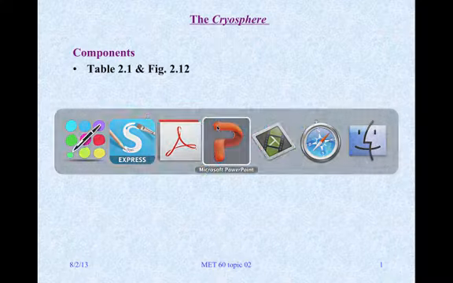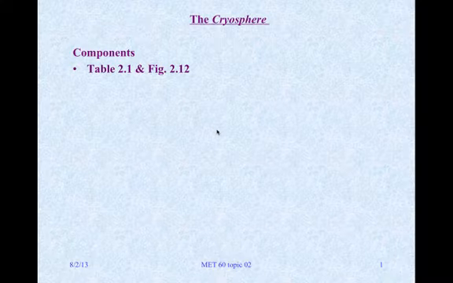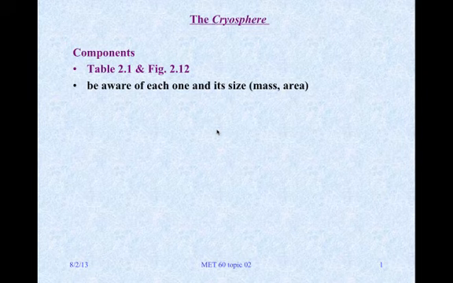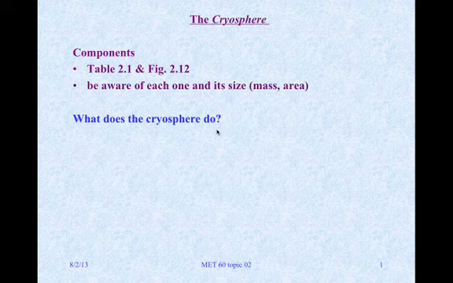Whoops, so let's go back here. I've just shown you table 2.1. You need to have some knowledge of how much ice there is in each of those categories. It's the sort of thing that can pop up on a quiz. Now, let's think about what the cryosphere does, because we've described what the cryosphere is. It's frozen stuff. And why do we care about it?